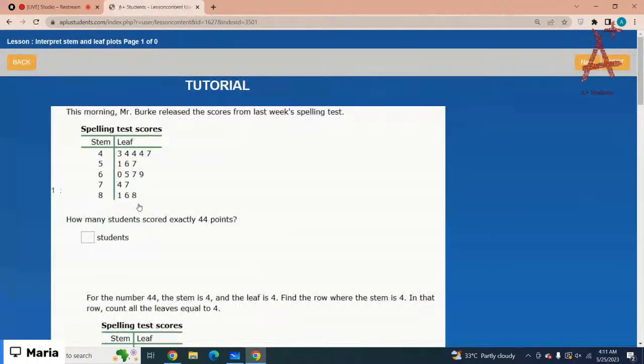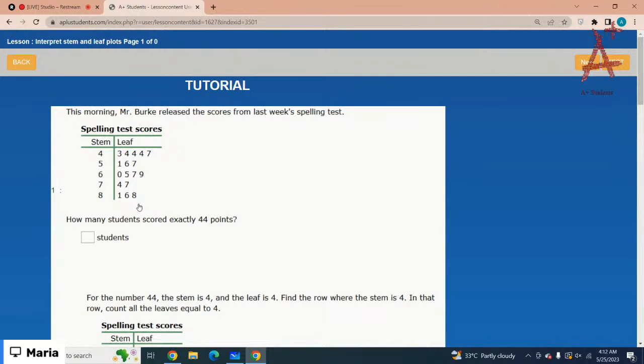Okay, this morning, Mr. Brook released the scores from last week's spelling test. How many students scored exactly 44 points? So you can see that is a table for the stem and leaf plot. Got it? So how do we record a value? You just have to combine one value from the stem and one value from the leaf.